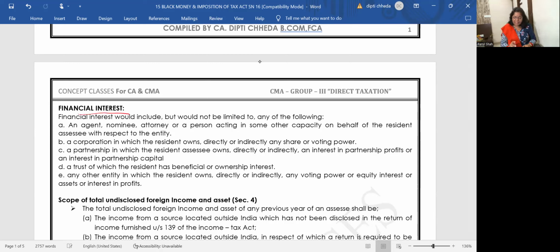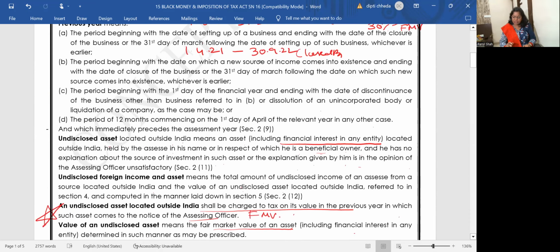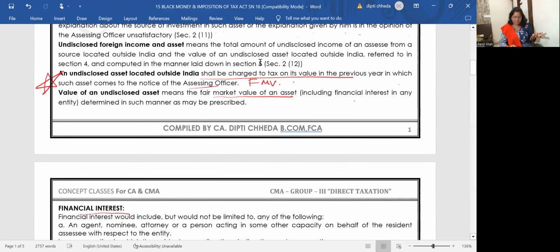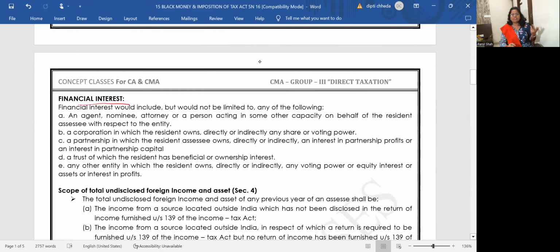What do you mean by financial interest? 2-3 times they said that undisclosed asset outside India includes financial interest. So what do you mean by financial interest? Financial interest would include, but would not be limited to, any of the following. So it would include what all?